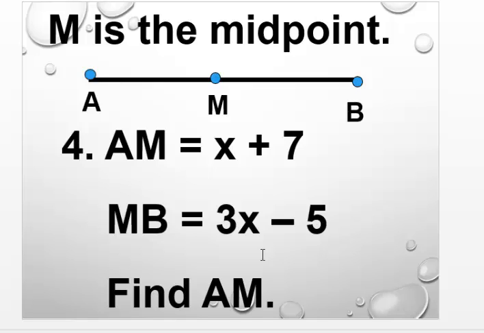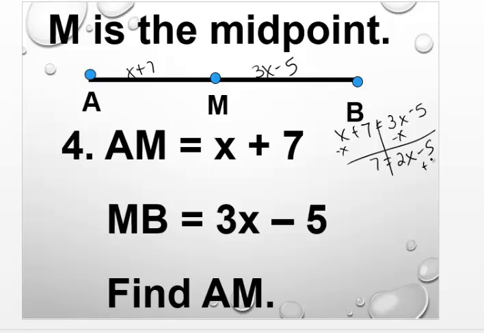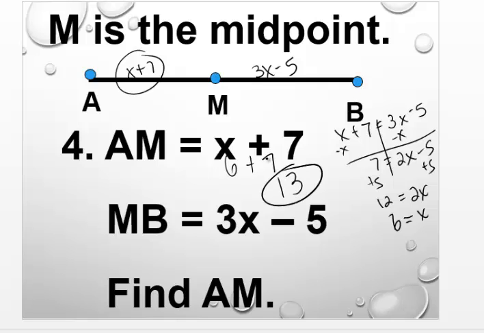I still know that M is the midpoint, but this time I need to write an equation. They tell me that I have this as X plus 7, and this one is 3X minus 5. So I know that they're equal to each other because a midpoint cuts this into two equal parts, so I'll set them equal to each other and solve. So when I solve, I end up getting 2x minus 5, and then I add 5 to both sides, which gives me 2x is 12, and so x is 6. And then when I plug that back in to find AM, I will end up getting 6 plus 7, which is the answer of 13.